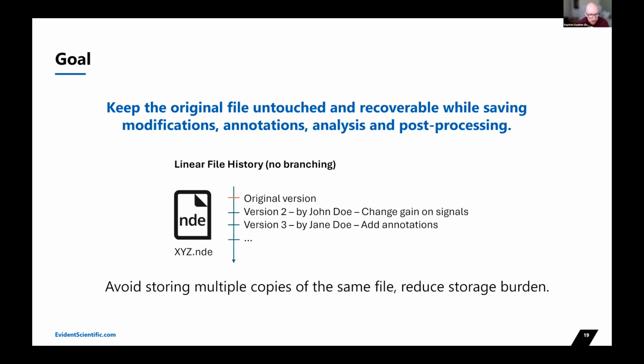So what we need is basically a linear file history without branching. We want to keep it simple, with the original version and all the subsequent modifications saved in the same file. Of course, it also presents some advantages, such as avoiding storing multiple copies of the same file and reducing the storage burden, because if you just modify a small value or small piece of information in the file, you don't want to save the old file again.